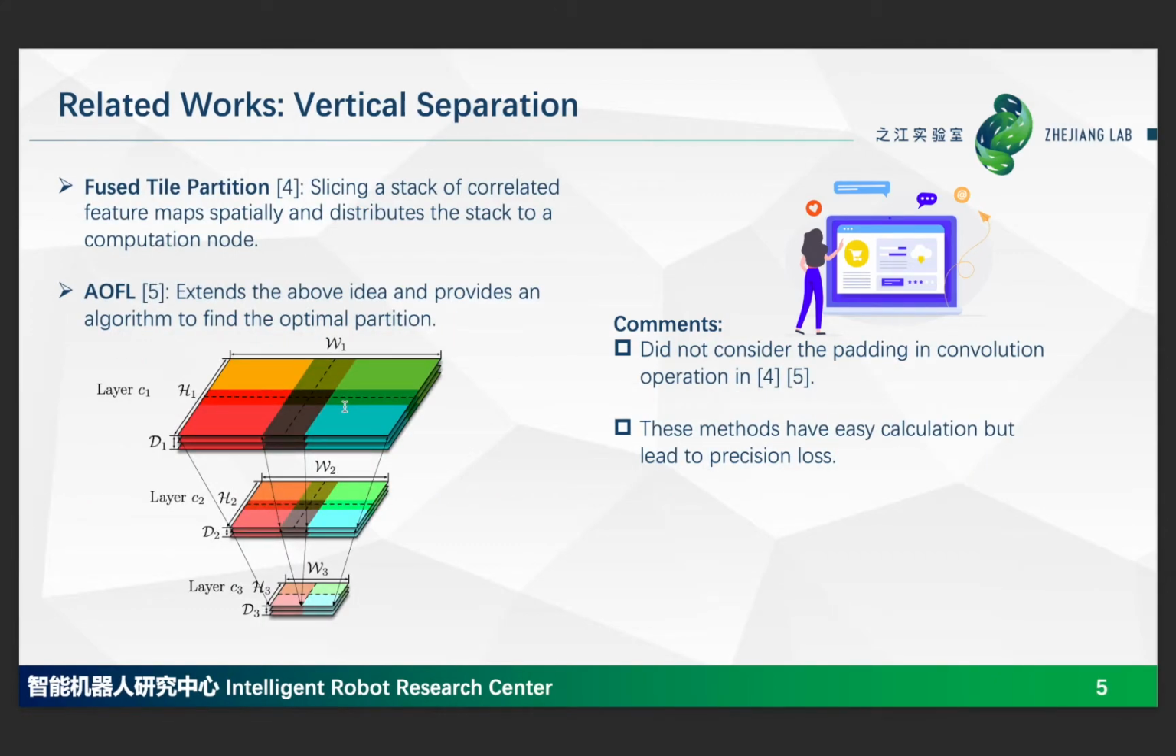The second group, we call it vertical separation. In 2017, fused-layer-style partition slices a stack of correlated feature maps spatially and distributes the stack to a computation node. AOFL further extends the above idea and provides an algorithm to find an optimal partition. However, they do not consider the padding in the convolution operation, and it leaves a precision loss.